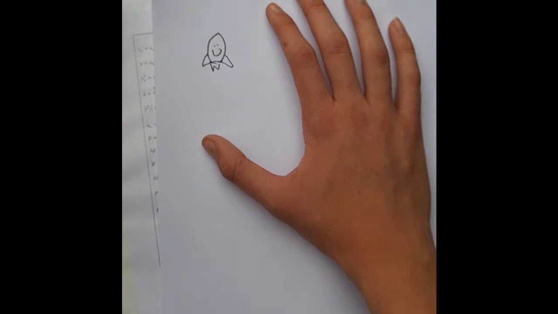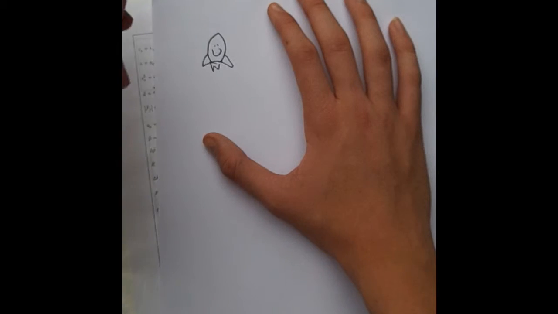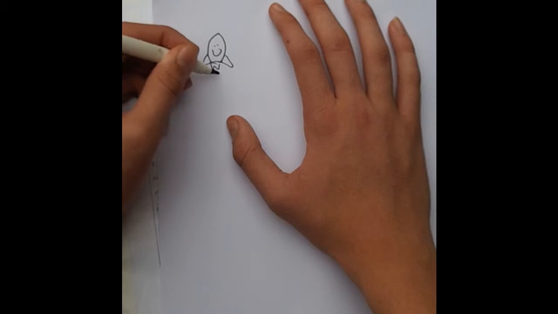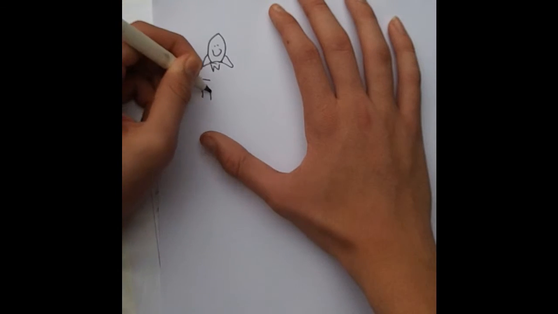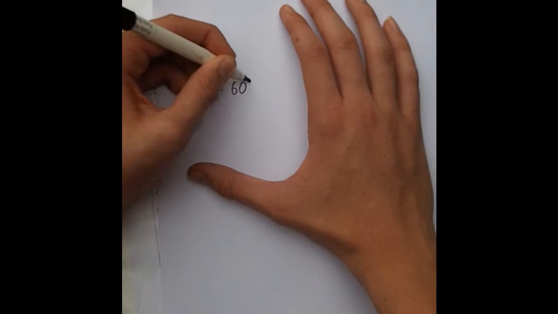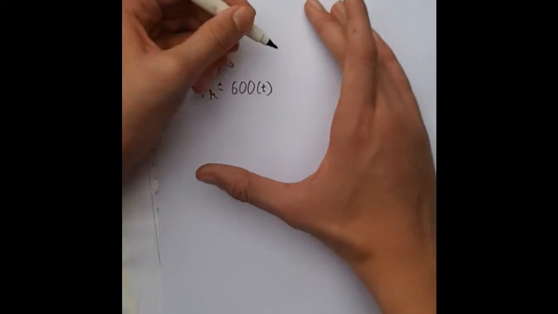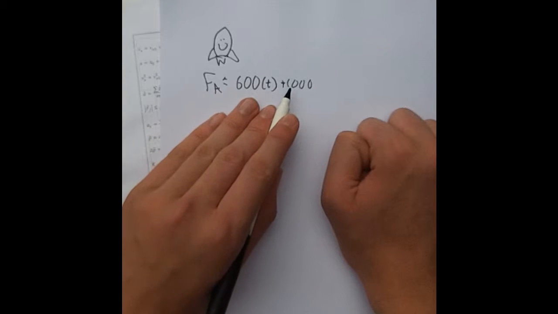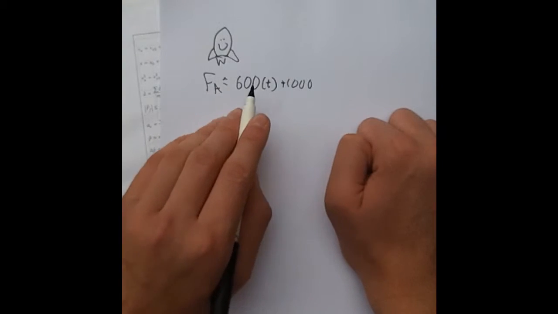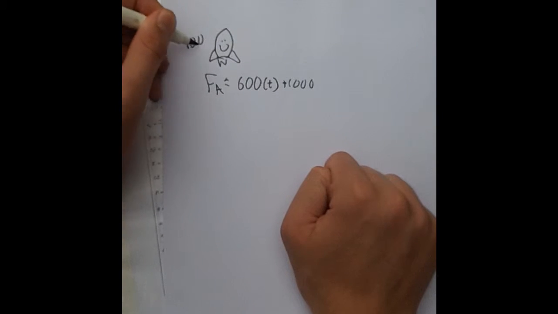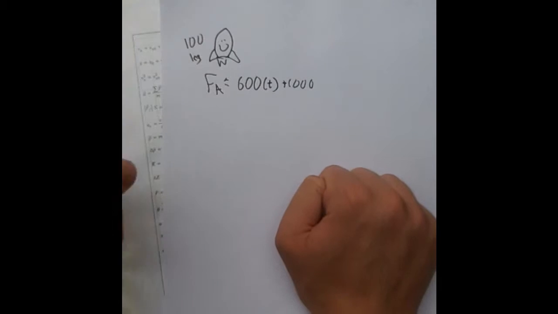And he is accelerating upwards at a changing rate. So what that means is the force coming out is increasing over time, and it can be said that it is equal to 600 times time plus 1,000. This means that initially it's got a force of 1,000, but then every second it increases by 600 newtons of force. Now this rocket weighs 100 kilograms, which means that's 1,000 newtons of force downwards from gravity.